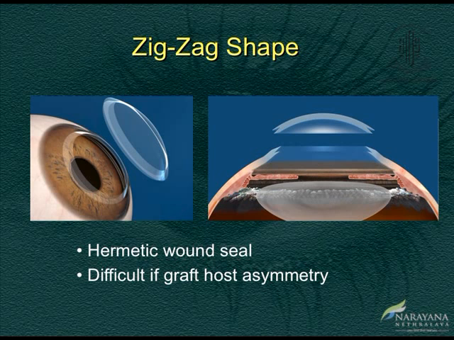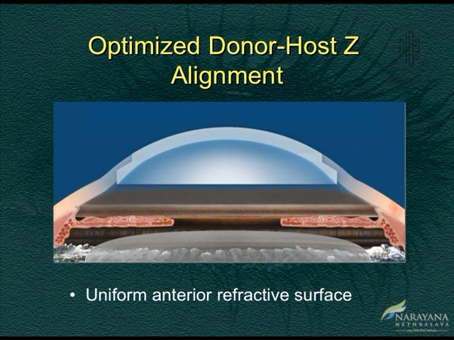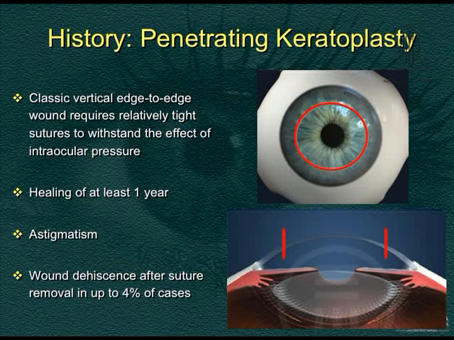You can also have a zigzag shape design, which would give you a very tight seal. All these things ensure that the anterior surface of the cornea is uniform, and hence the optical part or the refraction of the cornea is much more regular. Compare it with penetrating keratoplasty, which has a vertical wound that is not very tight. There are reports of wound dehiscence after 14 years, 10 years, because the wound is vertical. Because of this, the sutures are tighter, and sutures are taken out much later, maybe not before 9 to 12 months.